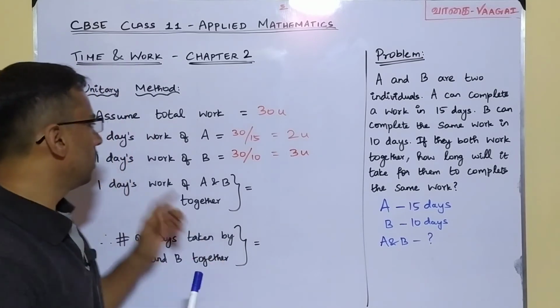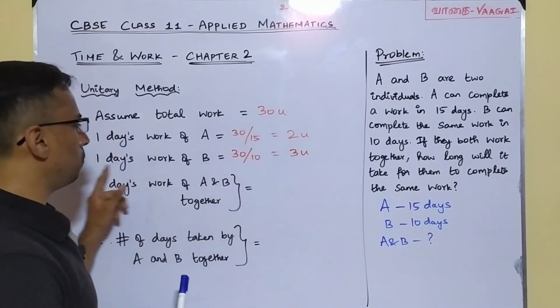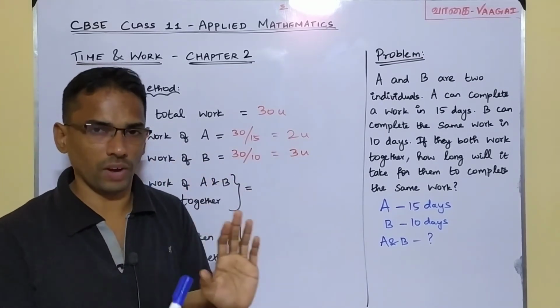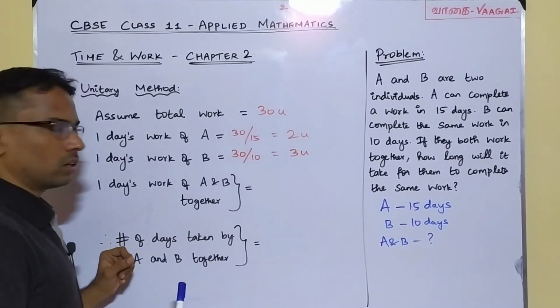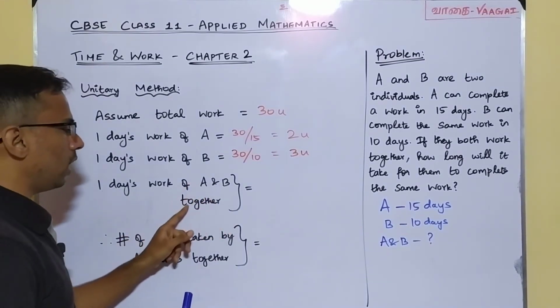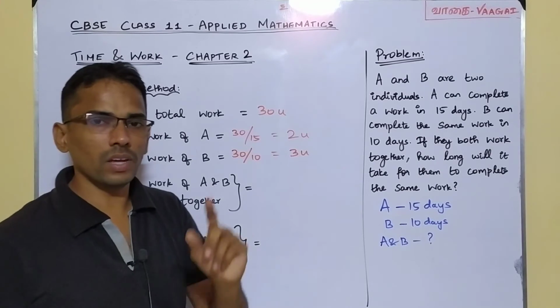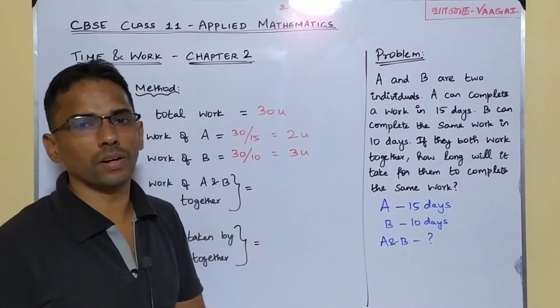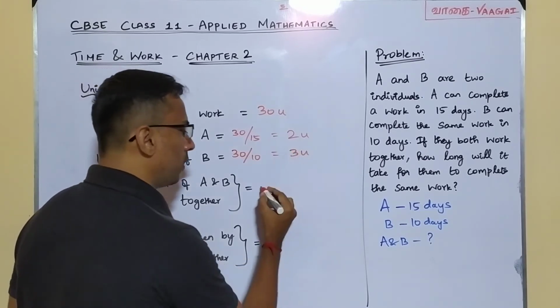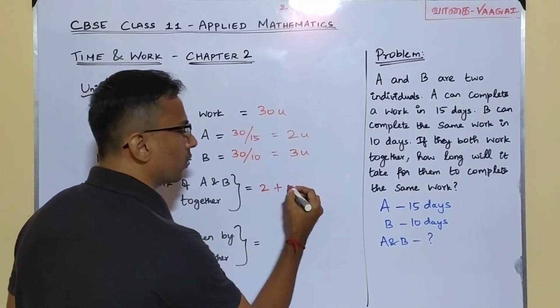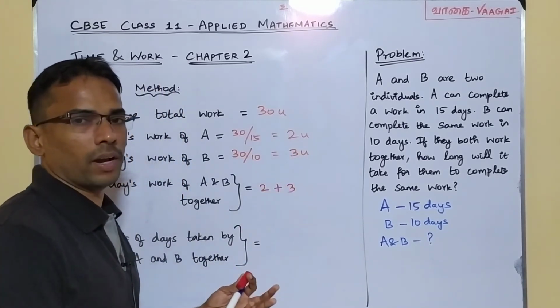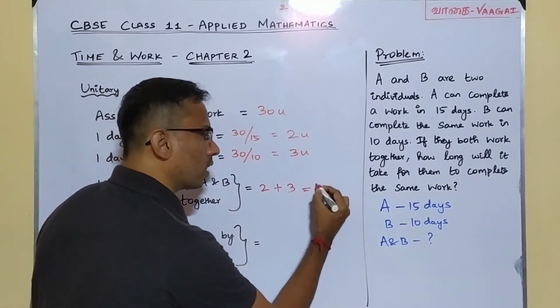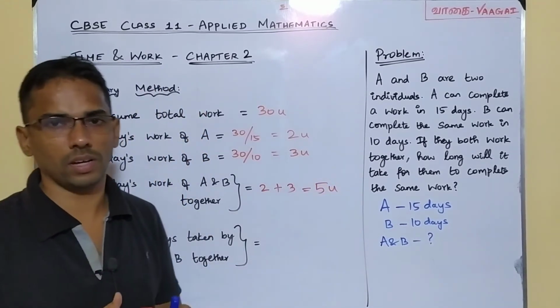So now we are ready with A's 1 day work, 2 units, and B's 1 day work, 3 units. Fine. Now let's work the third step: 1 day's work of A and B together. If A and B both work together, in 1 day how many units would they have completed? Very simple. A alone can complete 2 units plus B alone can do 3 units. So if they work together, they can complete 5 units in 1 day, right?